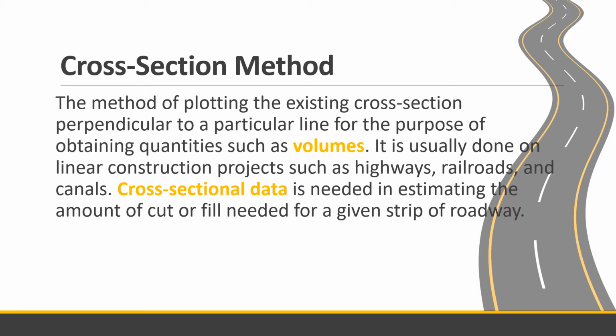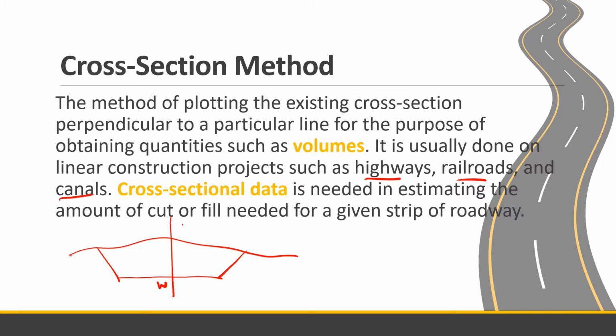It is usually done on linear constructions such as highways, railroads, and canals. So cross-sectional data is needed in estimating the amount of cut or fill needed for a given strip of roadway. For example, this is your ground. If you cut there, you will have to have your cross-sectional data to know the volume. This is the width of the road.